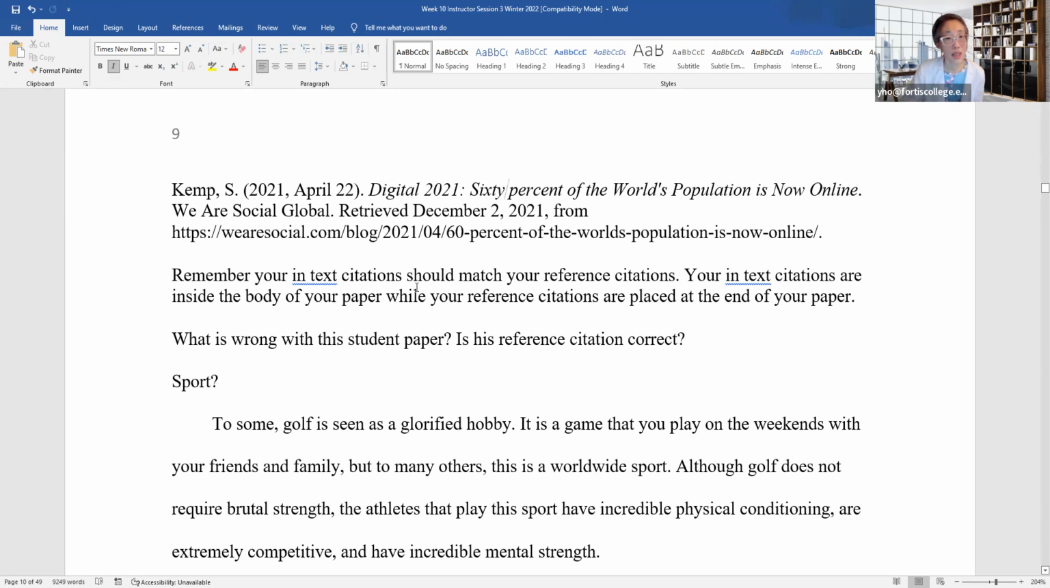Anyway, remember that your in-text citations need to match your reference citations. So in this particular person's paper, if I see a reference citation, this is for your final draft, that says Kemp, then I expect to see an in-text citation that says Kemp. In the week 9 forum, I saw a lot of people who just put in references, and there's no in-text citations. So I don't know which fact she's referring to. When you have a reference citation, you have to have a matching in-text citation. If you have 3 reference citations, you need to have 3 in-text citations inside your paper that match the reference citations.